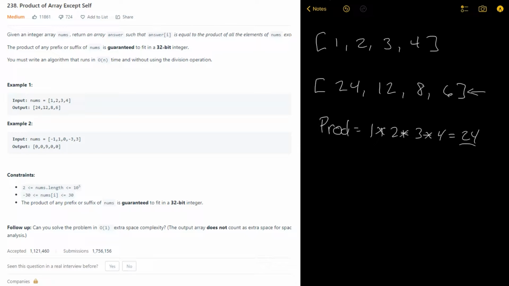Then if we want to generate our output array, we'd be able to just take 24, the product of all the values in the array, and divide by each value that was in the array at that position, and generate our output for us. The challenge here is that we're not allowed to use the division operator, so how can we get around that?